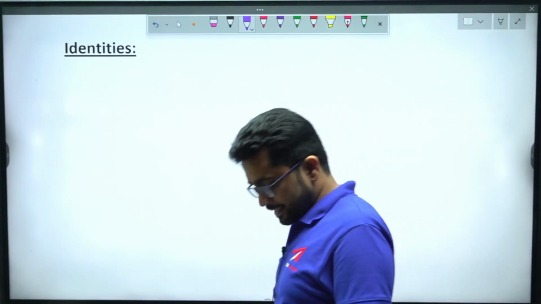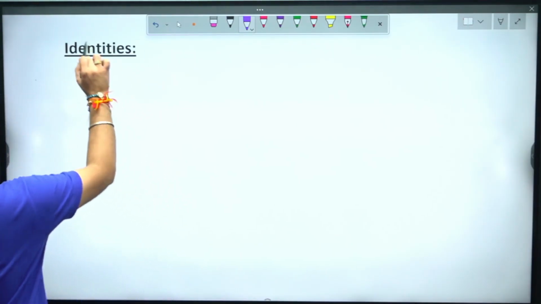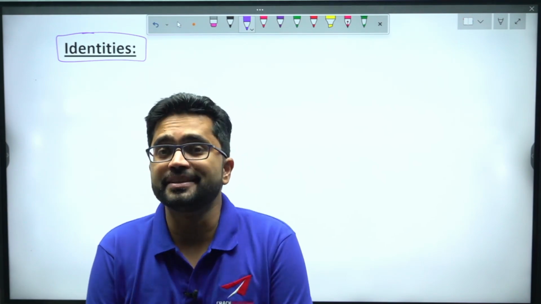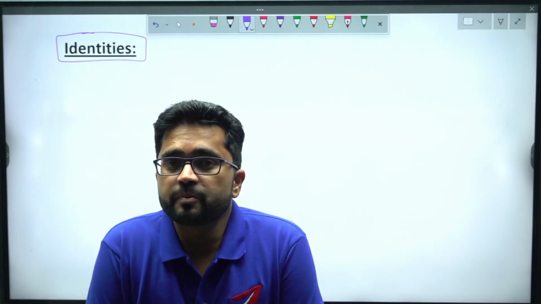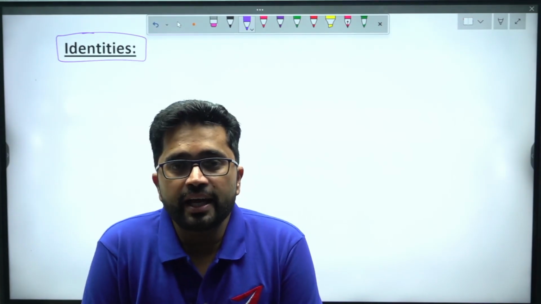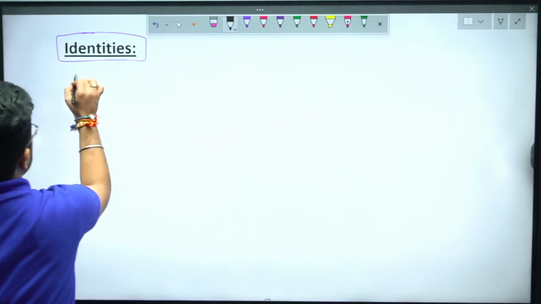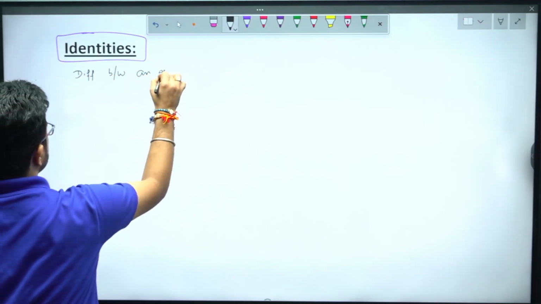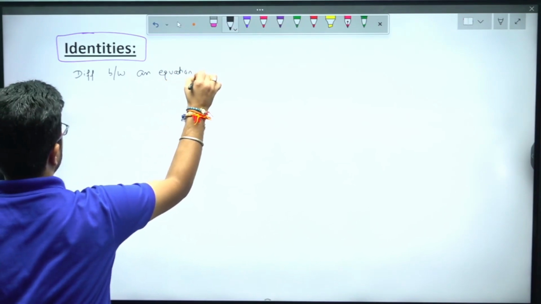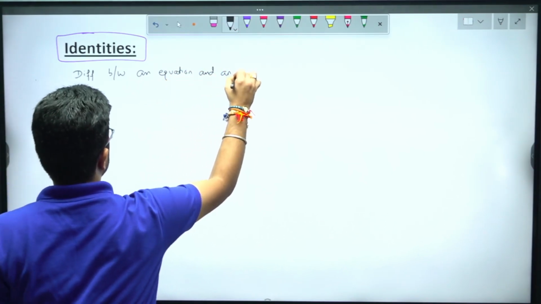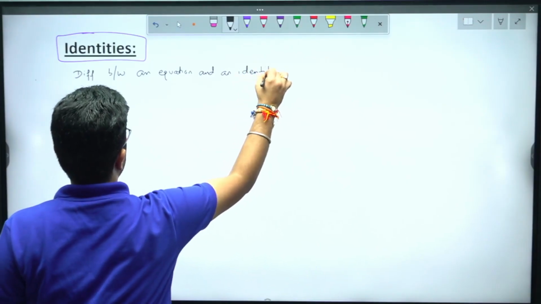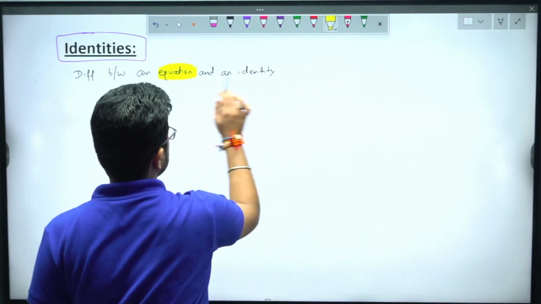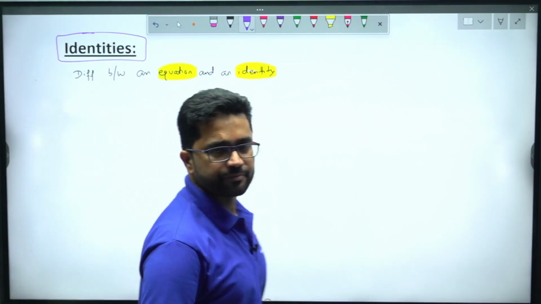What do we mean by identity? Before dealing with the identities, specifically quadratic identities, let's understand the difference between an equation and an identity. Let's note down the difference between an equation and an identity. Okay guys, we have seen the word equation, we have seen the word identity. What kind of difference is there?